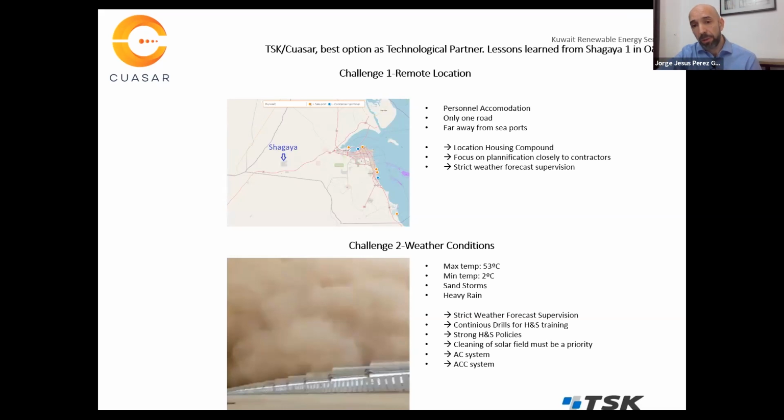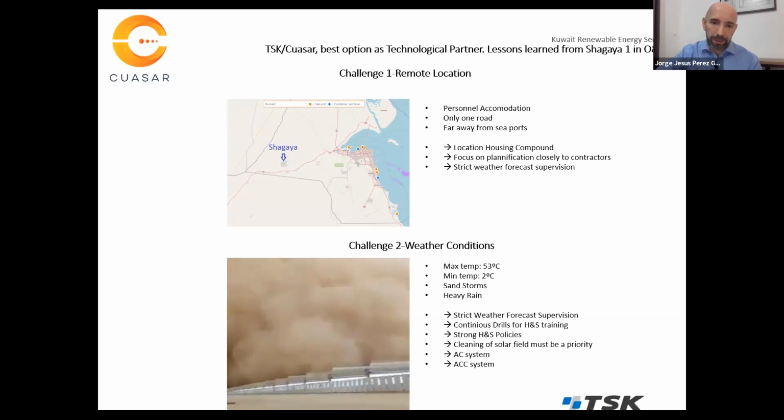Talking about the weather conditions, believe me, it's a very extreme place. You can have 53 degrees in summer, but also 2 degrees in winter. Also, you can have sandstorms, and sometimes, though it's not frequent, heavy rain.